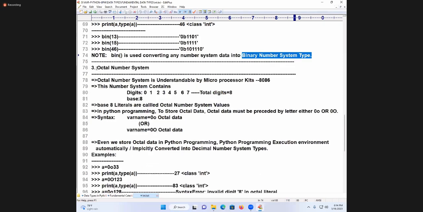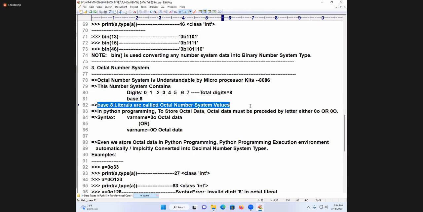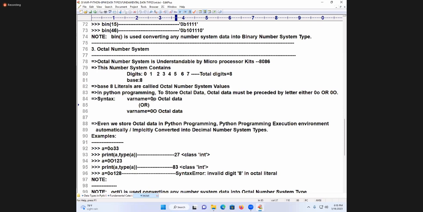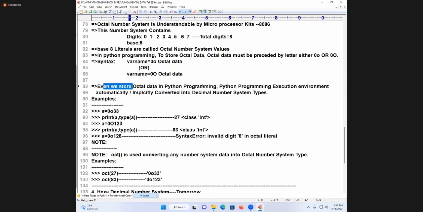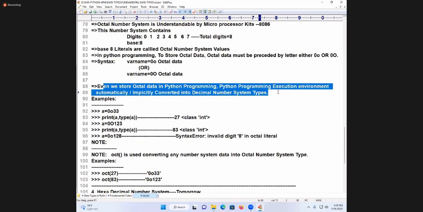Well, and octal number system, same, 0 to 7, total digits 8, base 8, done here. And in Python programming, to store octal data, I said 0o small or 0O capital. So the syntactical example is variable name = 0o octal data, or 0O octal data. Same wording. Even though we store octal data, it is implicitly converted into decimal.